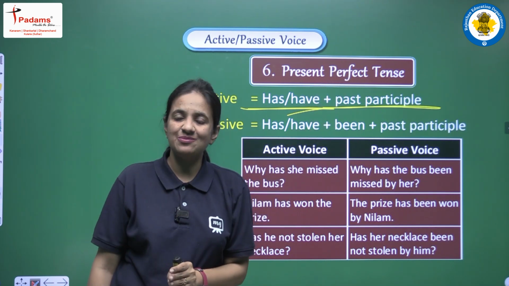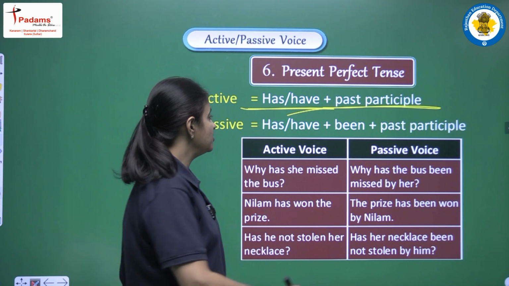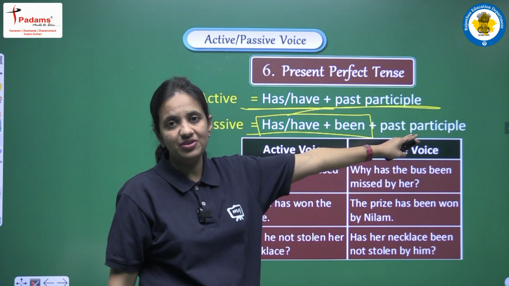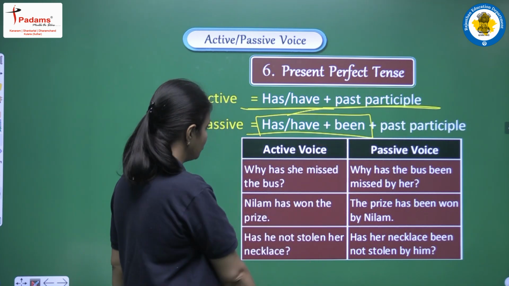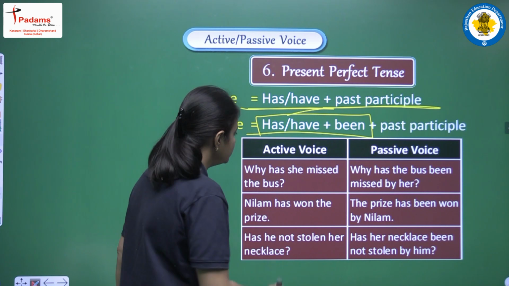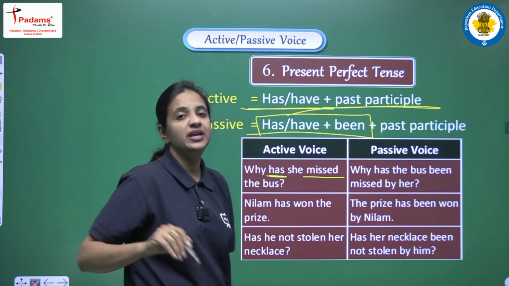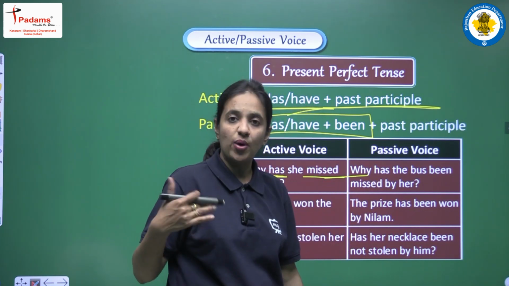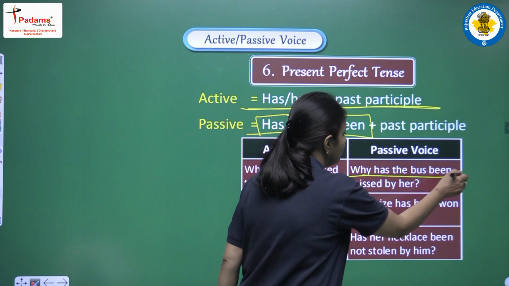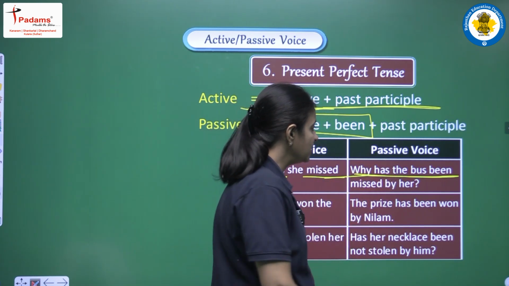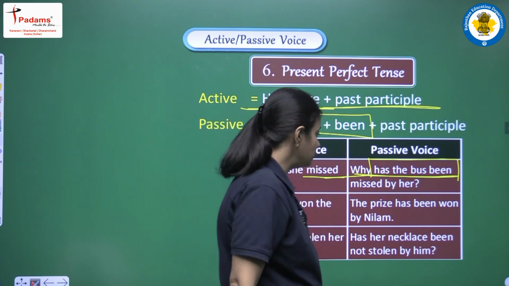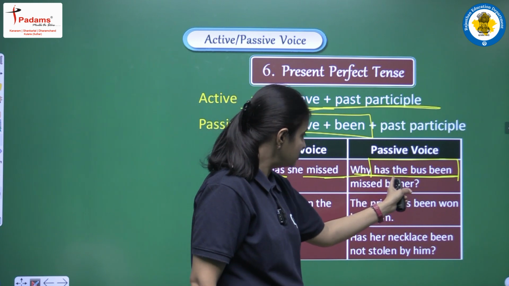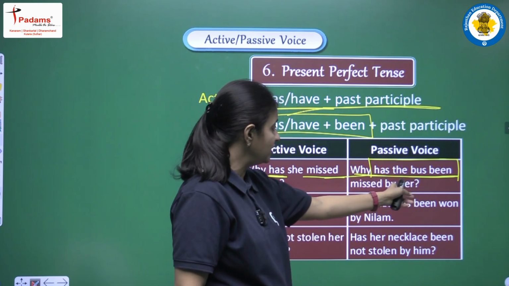And when we are having present perfect tense in active voice, then in passive voice we have to use has been or have been, and we all know main verb will be only third form. How? Let's see some of the examples. Why has she missed the bus? Has plus third form means present perfect tense. So since the sentence started with why, in passive voice also we will start with why. Has the bus been? Here you have to keep the structure in mind again. If you are having an interrogative sentence, then has and been will not come together. Right, we will write it like this: why has the bus been missed by her.